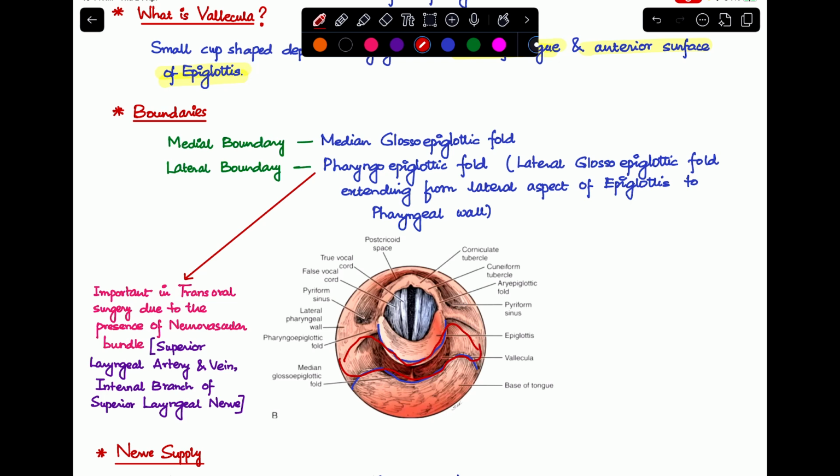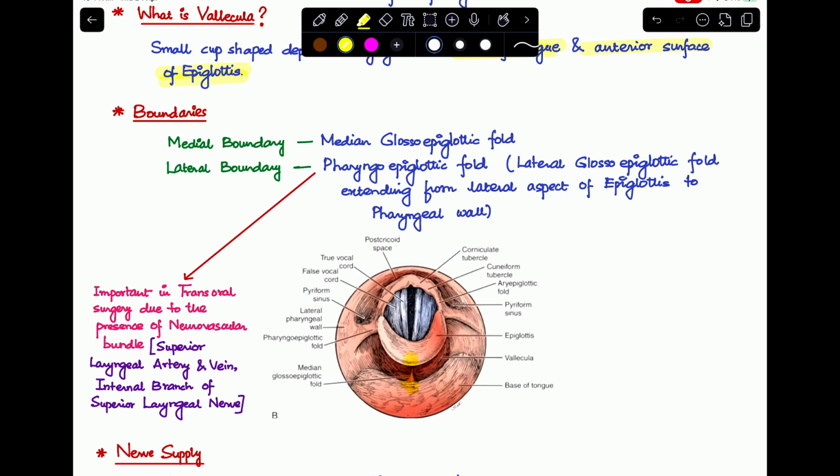Next, we have to know what the boundaries of the vallecula are. The vallecula has a medial boundary formed by the median glossoepiglottic fold. You see the fold over here, which goes from the anterior surface. It's a fold of mucous membrane, which is reflected from the anterior surface of the epiglottis to the base of the tongue. This is the median glossoepiglottic fold.